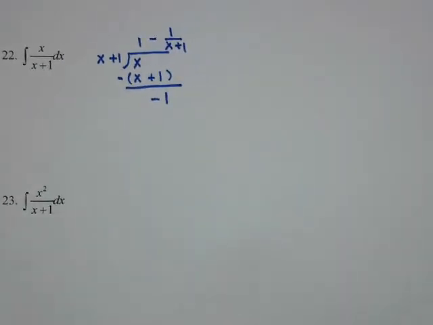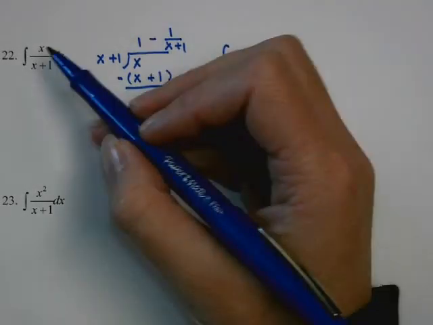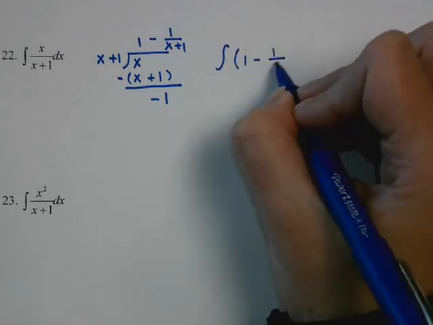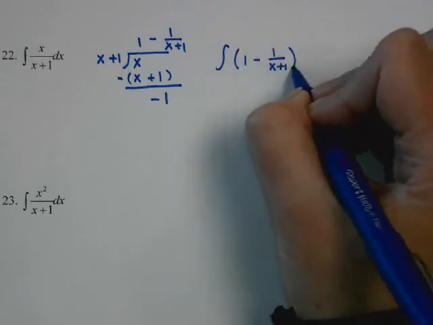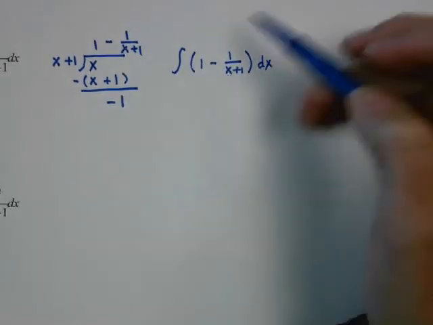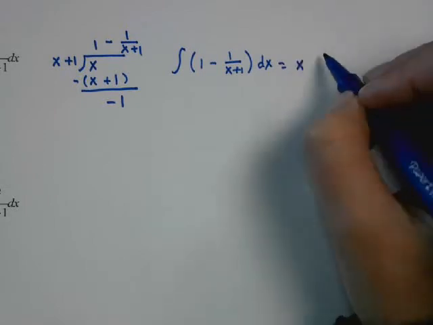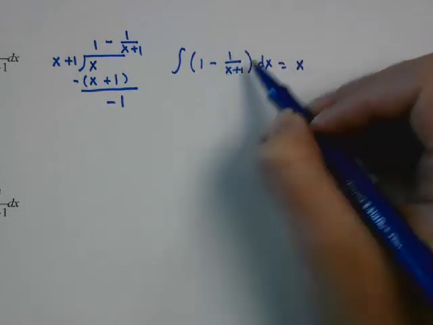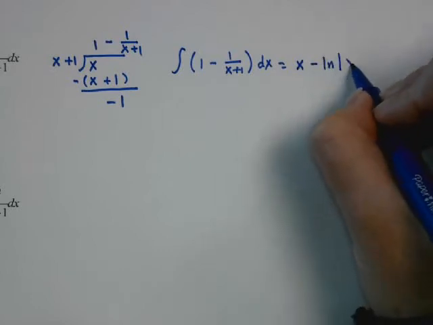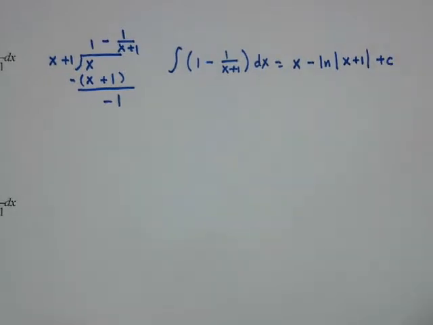So I haven't changed the problem, but I am going to change what it looks like. So this is equivalent to 1 minus 1 over x plus 1, which we can integrate. So the integral of 1 is just going to be x. The integral of 1 over x plus 1 is going to be natural log x plus 1 plus c.